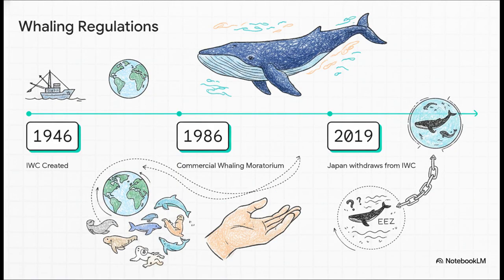When we talk about marine mammals, we really have to look at a vital case study regarding whaling. Back in 1946, the International Convention for the Regulation of Whaling created the IWC. Fast forward to 1986, and the IWC instituted a global moratorium on commercial whaling. But look at the timeline here in 2019. Japan formally withdrew from the IWC. The facts of this withdrawal are crucial, so make sure you note this down.